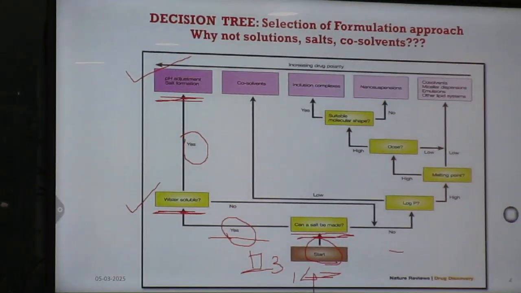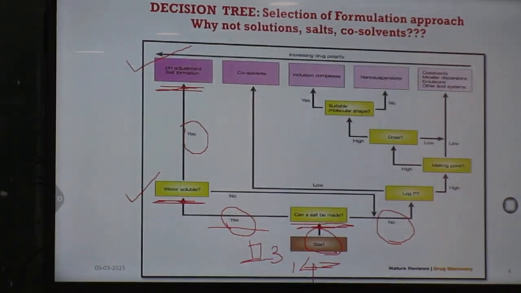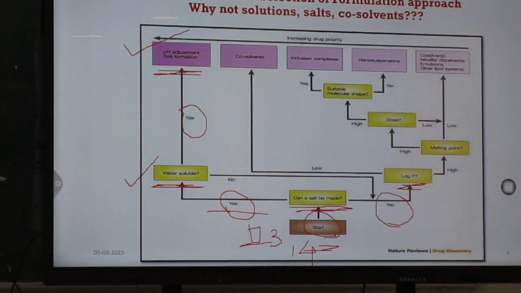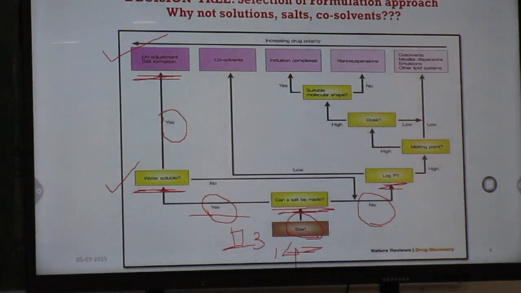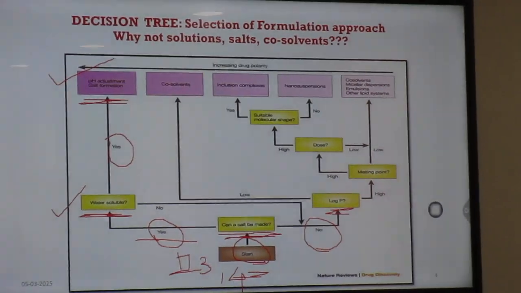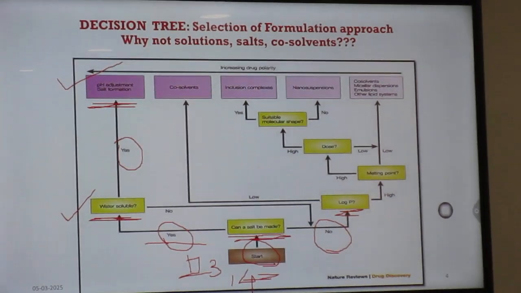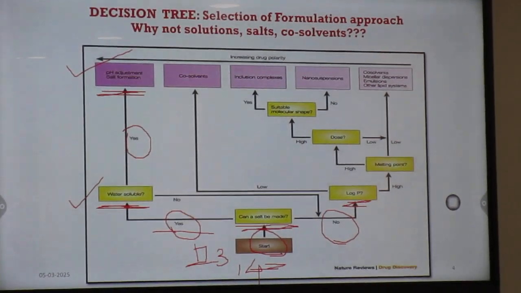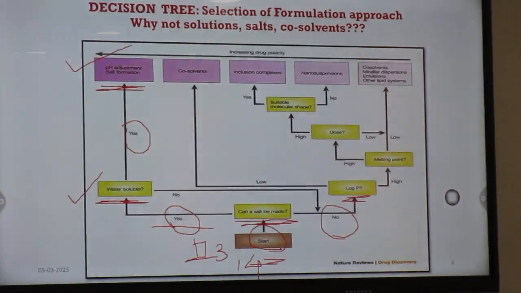If no, what is the second important property of the drug you have to take? Log P. What is that? Now, if you open for your drug, every drug will have its own log P. Log P can be even minus, and log P can go up to 6, 7, 8.